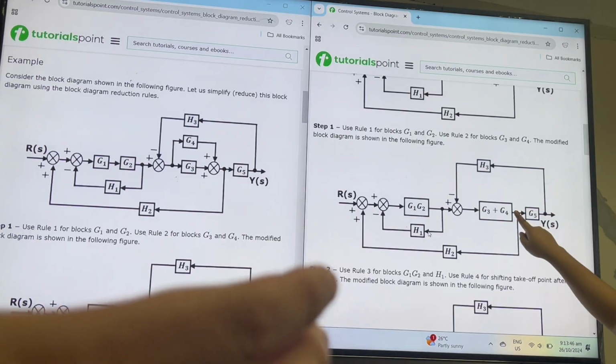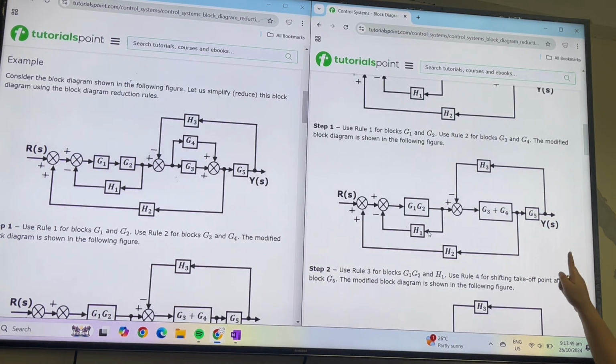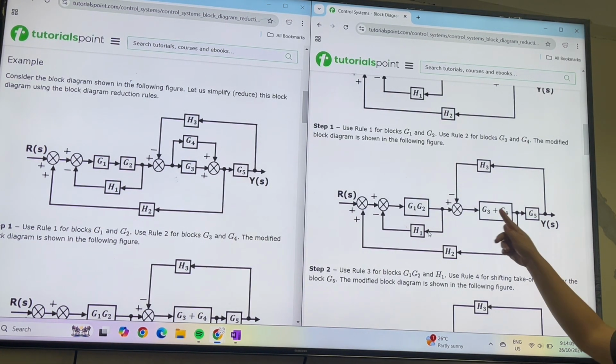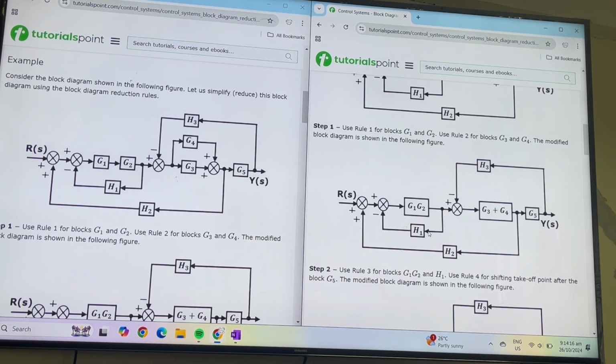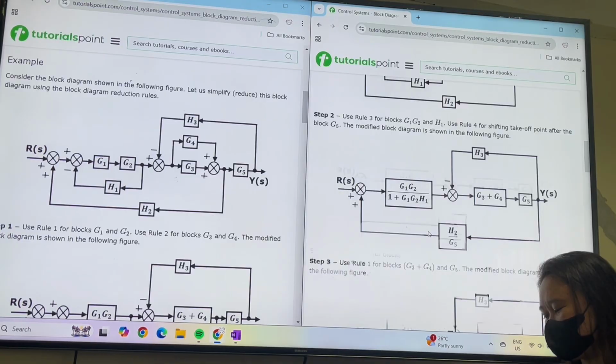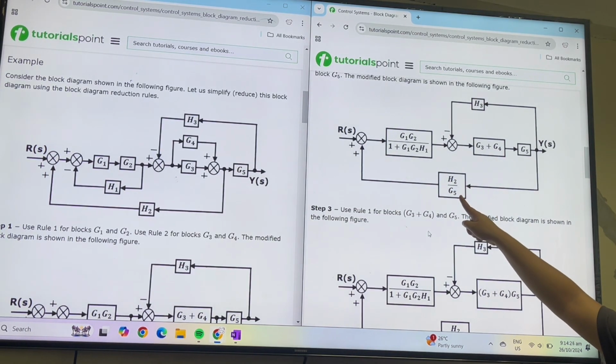This is the take-off point, before the block. You shift it to the right, then it is after the block. What is that block? G5. If it passes G3 plus G4, then you add 1 over G3 plus G4. So it is no longer straight: H2 over G5, right?